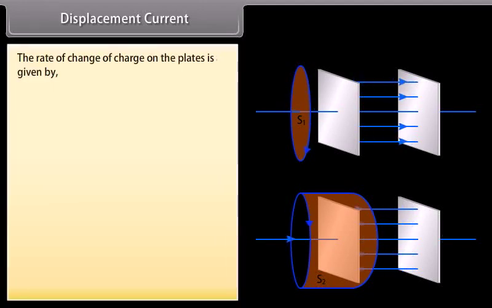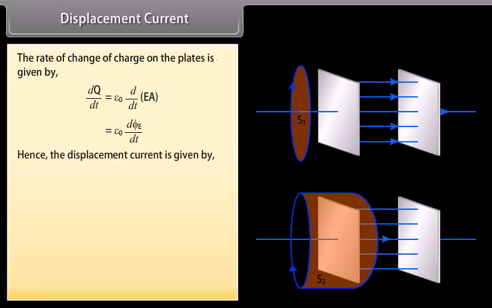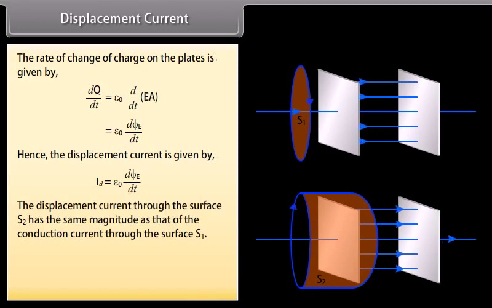The rate of change of charge on the plates is given by epsilon naught d upon dt of EA, which is equal to epsilon naught d phi E by dt. Hence, the displacement current is given by I_D equals epsilon naught d phi E by dt. The displacement current through the surface S2 has the same magnitude as that of the conduction current through the surface S1.